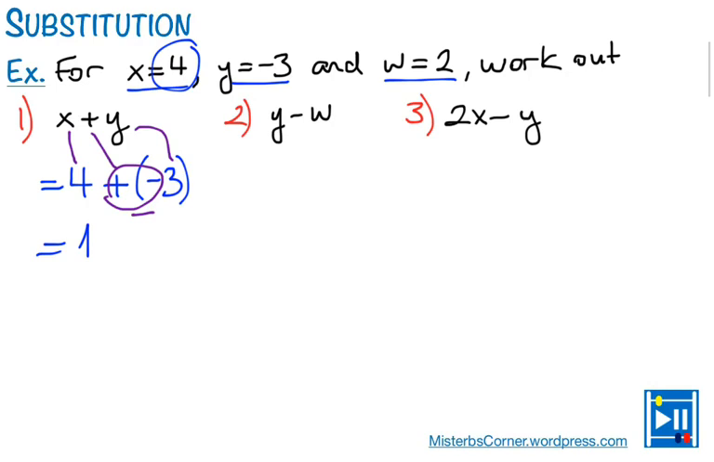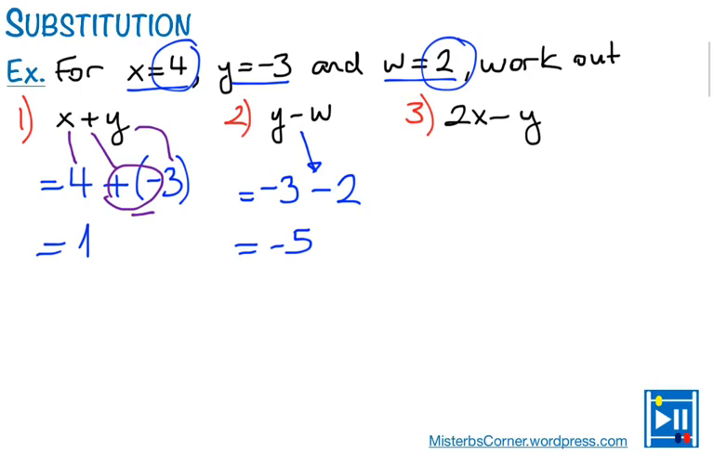We have now in question 2 y minus w. So I'm going to substitute the values. For y, it is -3, right? Minus, it's this minus I'm talking about. For w, it's 2 here. So basically, this expression is now -3 minus 2, which will be -5.